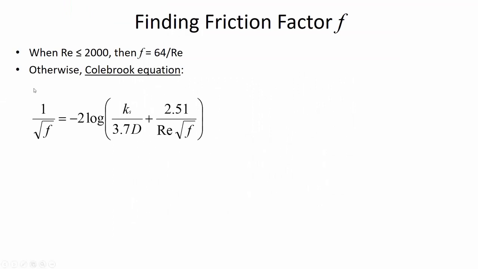What you'll notice about this equation is it uses K sub S over D, and so the equivalent roughness is one of the factors that goes in there. K sub S here, in your book, the symbol that's used is epsilon. But K sub S is more commonly used to mean the equivalent sand roughness, and so it's related to the material of the pipe. So that's one part of what determines it.